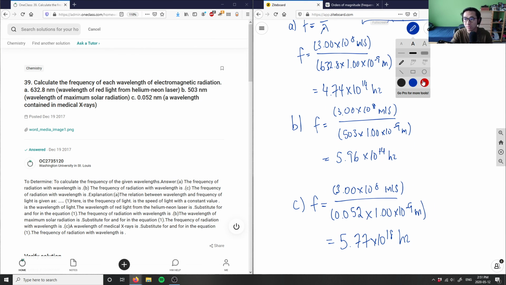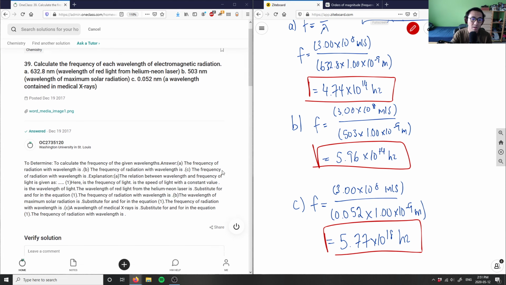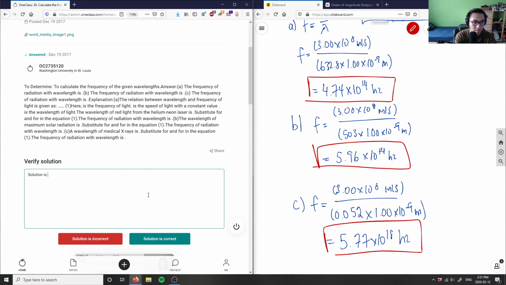These guys here are my 3 solutions for A, B, and C. This is A, this here is B, and this here is C. And again, this solution here is incomplete. So I'm going to write solution is incomplete. And then right here for A, I'm going to write f equals c divided by lambda, which would equal 3.00 times 10 to the power of 8 meters per second divided by our wavelength, which I have to convert from nanometers, so 632.8 times 10 to the power of negative 9 meters. And this would give me a value of 4.74 times 10 to the power of 14 hertz here.